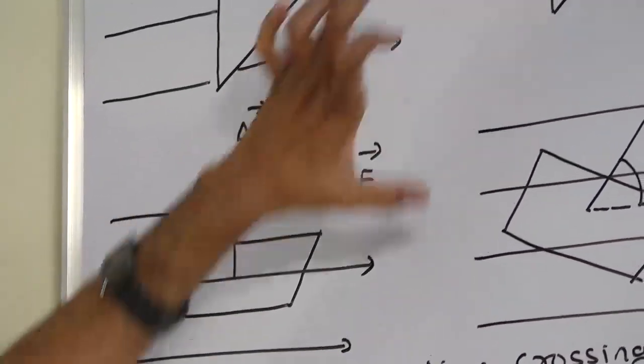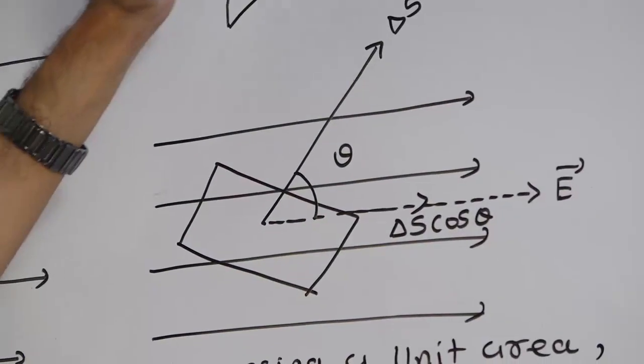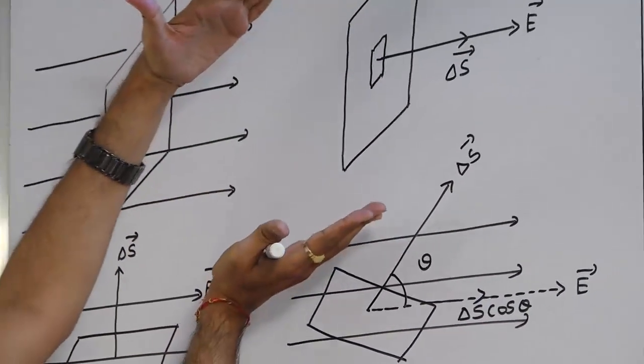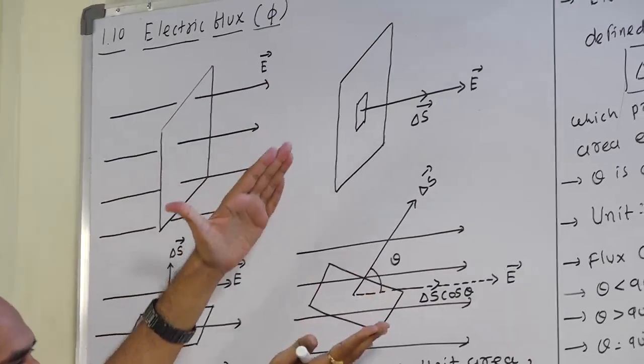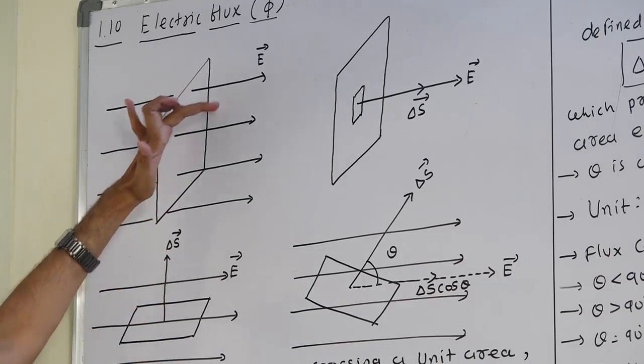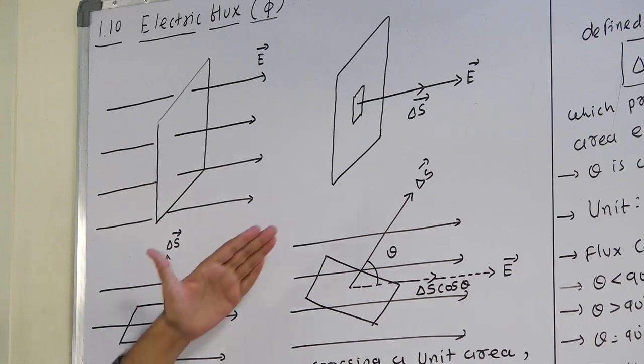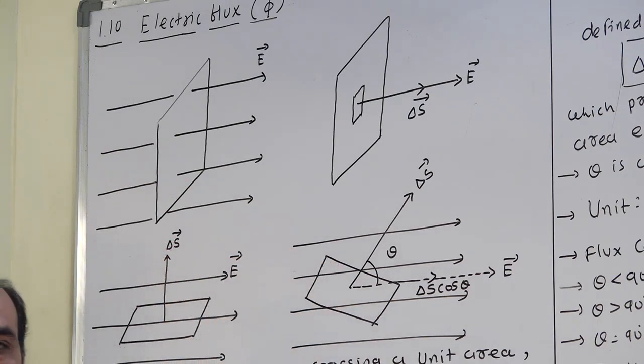Student, observe this diagram and this diagram. In one diagram, the plane is exactly normal to the field. In the other, the plane is slightly tilted by an angle theta. Then the number of field lines passing through this plane decreases, so the flux also decreases. If more field lines are linked with the plane, the flux is more. If fewer field lines are linked with the plane, the flux is less.